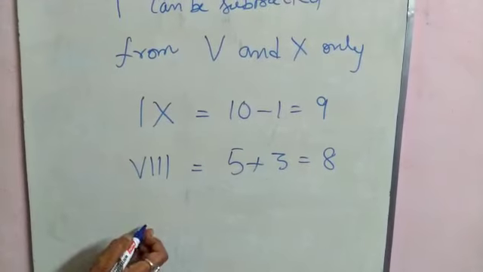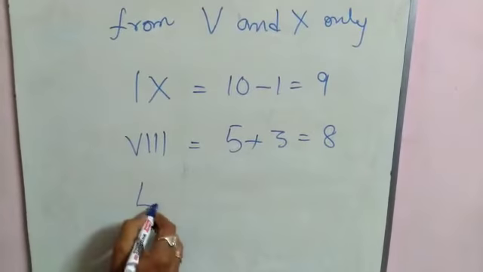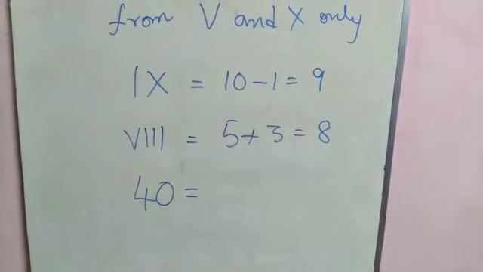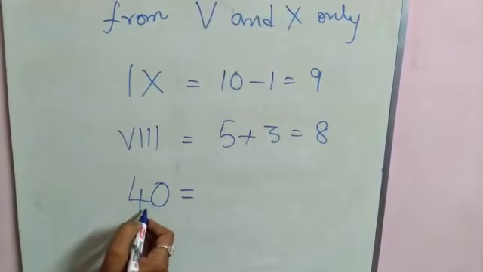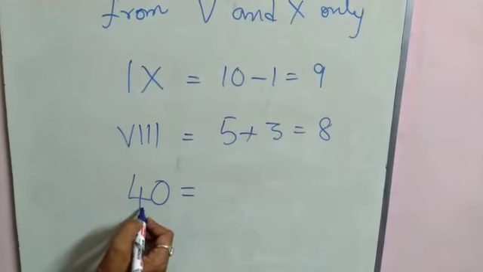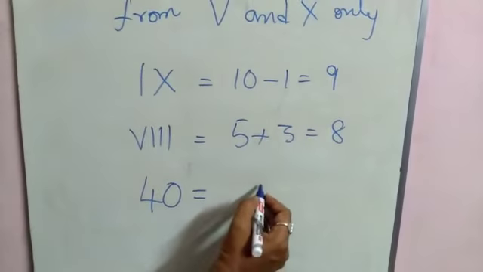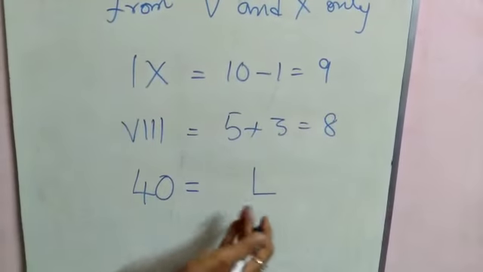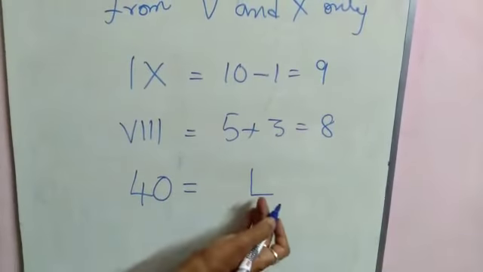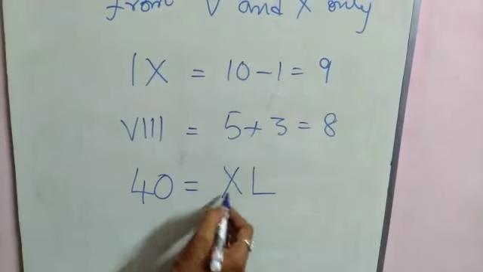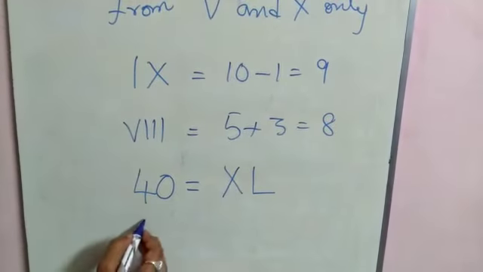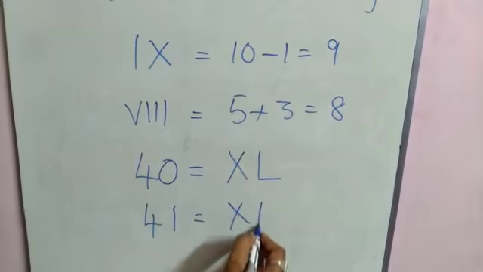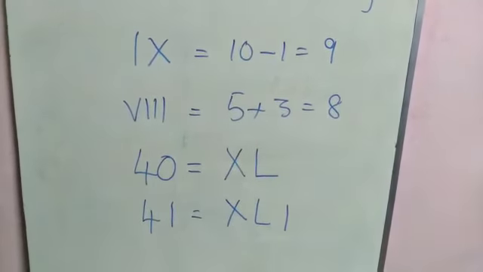Now earlier I was asking what is the Roman symbol to denote 40. 40 means how much is it? It is 10 less than 50. What is the symbol for 50? L. And 10 less means we should write the X symbol before it. That means this is 40. Now to write 41, what do I write? X, L and I. This is 41.